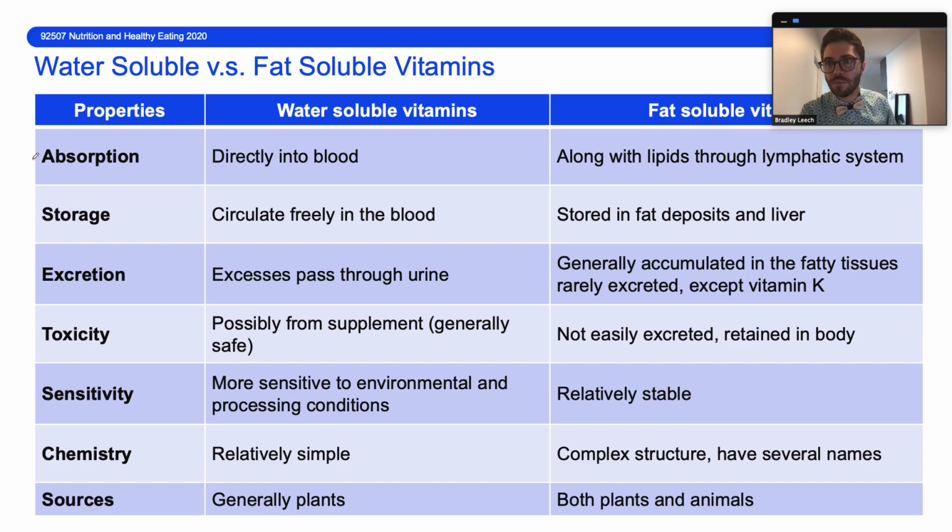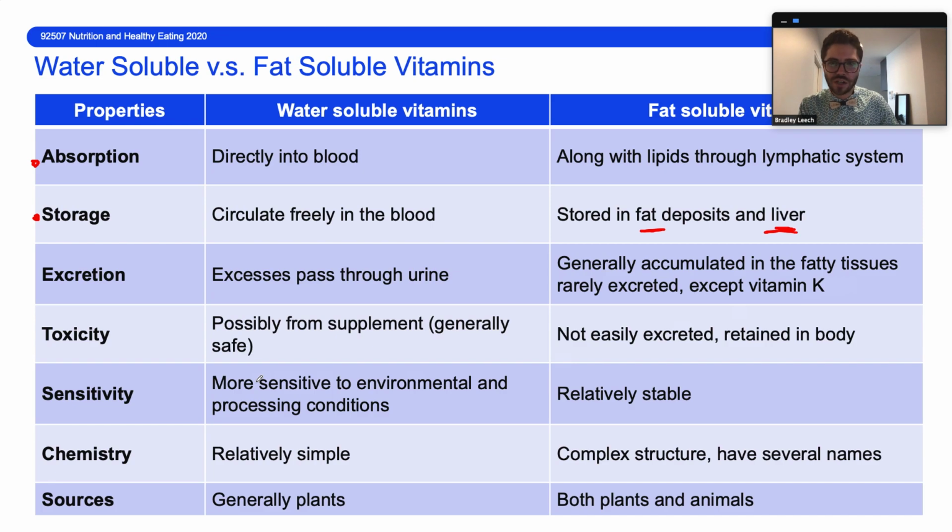Starting off up the top with absorption. The absorption of these water-soluble vitamins can go directly into the bloodstream, whereas fat-soluble vitamins will get absorbed with lipids into the lymphatic system before going into circulation. Looking at the storage, these water-soluble vitamins are generally stored freely within the blood, whereas your fat-soluble vitamins are stored first in the liver and also fat deposits throughout the body.